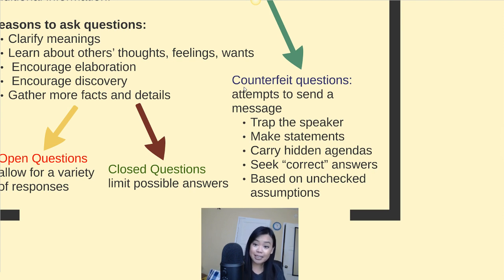But there can be very serious counterfeit questions that you engage in, particularly at work. For example, if someone is engaging in a counterfeit question, they might be pushing you to try to say something or push you towards their agenda or their right answer. Okay.